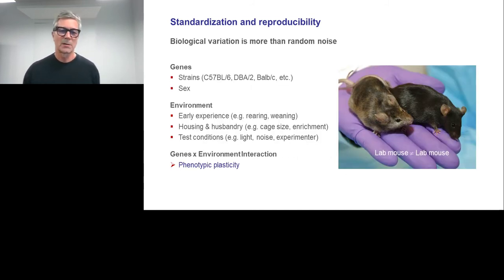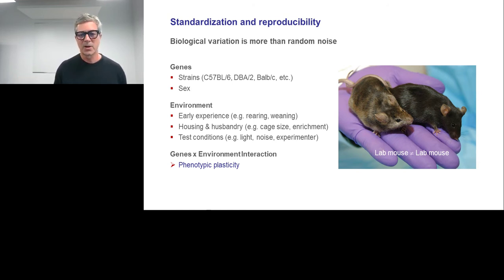And it is important when we're talking about animal research to understand that the variation in our studies is not just random noise, not just measurement error, but there is a lot of biological variation, and biological variation is the very essence of all living organisms. So animals differ by their genes. We know different strains of mice have different characteristics. They differ by sex. They differ depending on which environment they have been brought up in. So early experience, the rearing conditions, weaning age, all that can have a strong effect on the phenotype of the animals. The same applies to housing and husbandry conditions, and of course also the test conditions under which the animals are tested will affect the outcome of a study. So what we're talking about here is gene by environment interactions, and of course every animal is the product of the interaction between its genes and its environmental history.